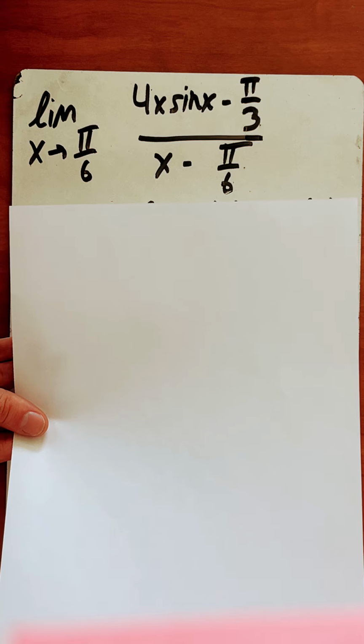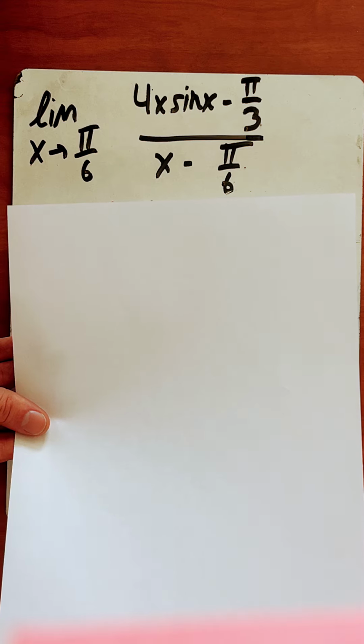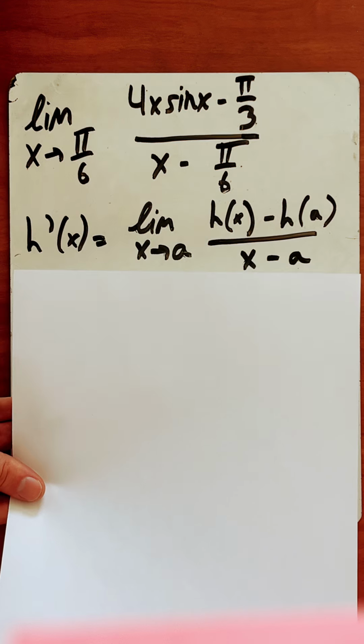Now, normally what you would do is plug in pi over 6 to everywhere you see an x in this fraction and then solve. However, as you can see, if you plugged in pi over 6 to x minus pi over 6 in the denominator, that would give you a 0 in the denominator, and we can't have that. Now, you could use L'Hopital's rule, but that's a different story. So let's try and use this concept instead.